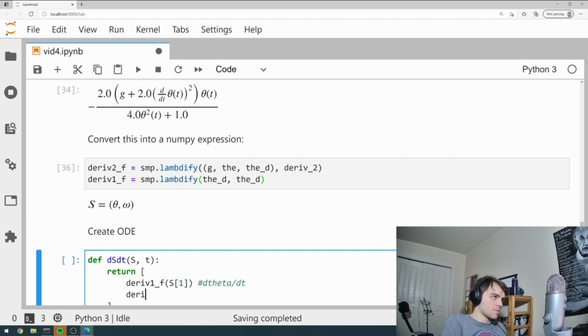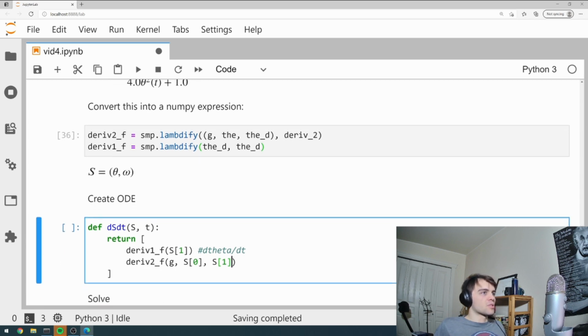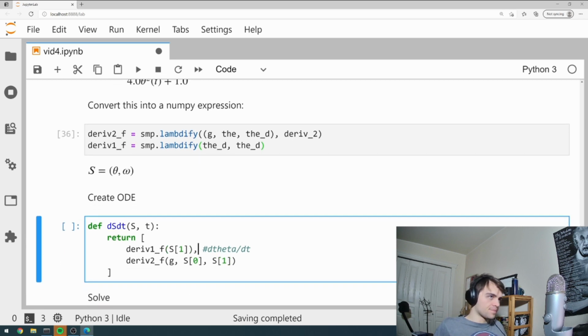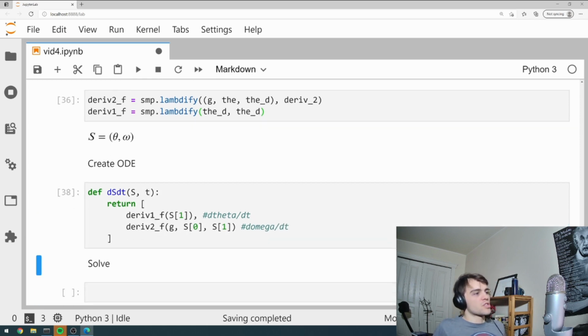And the second one, derive 2 underscore f, takes in g, it takes in theta, which is s0, right? S0 is theta, and it takes in s1, which is omega, and it returns that derivative. So I give a comma here. And this is d omega dt. So now we have our system, and now we can solve our system.